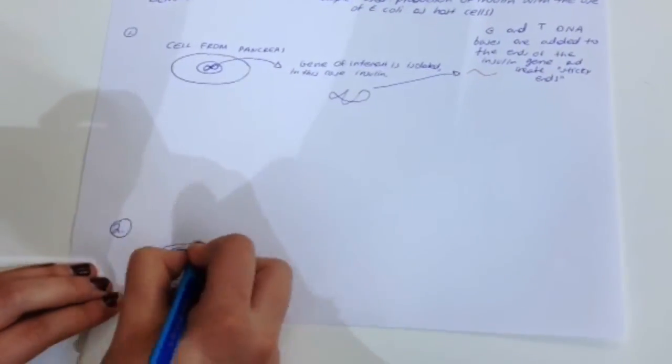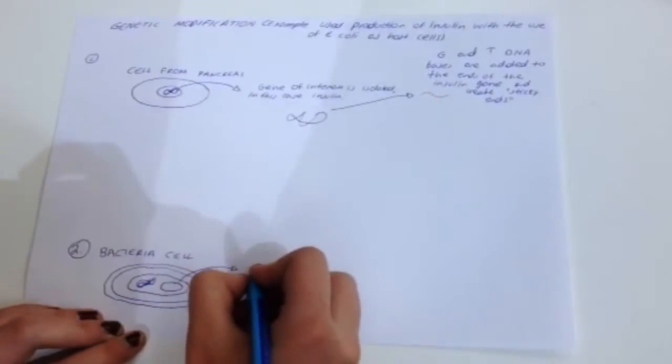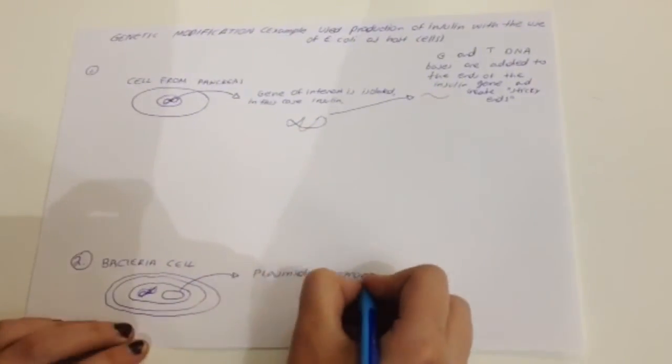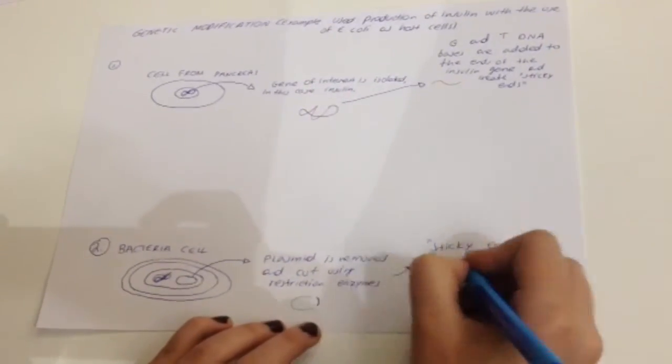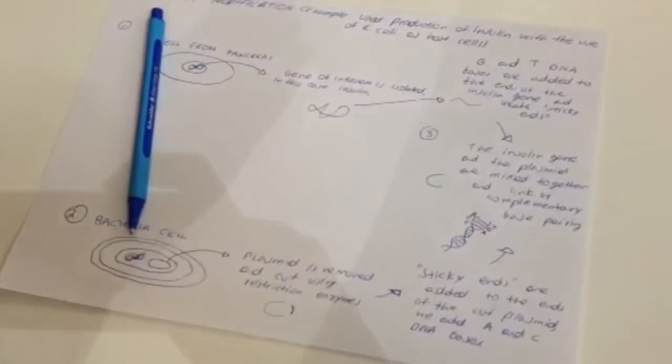Then a bacteria cell is taken, and its plasmid is removed. Plasmids are small loops of DNA that are found in bacteria. Then the plasmid is cut using restriction enzymes. Then, on the part of the plasmid that will be used further on in the process, sticky ends are added.